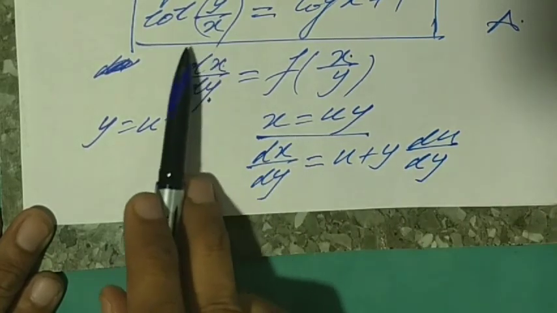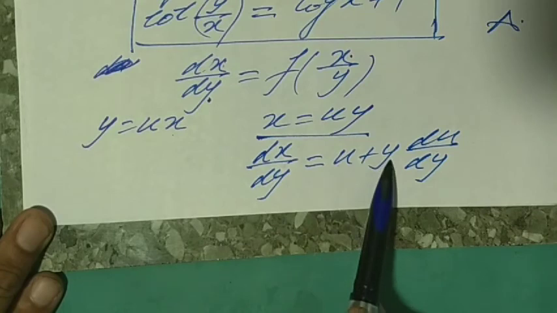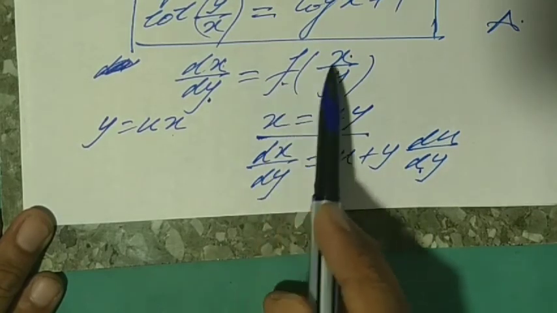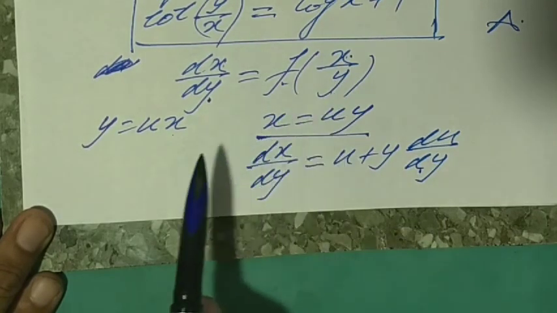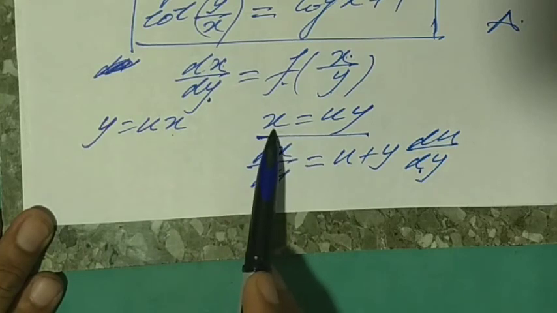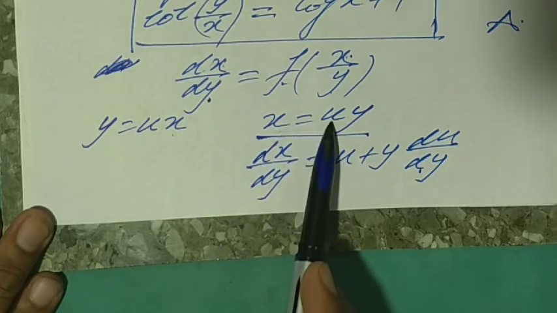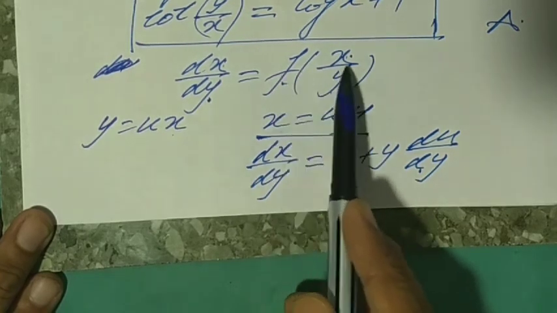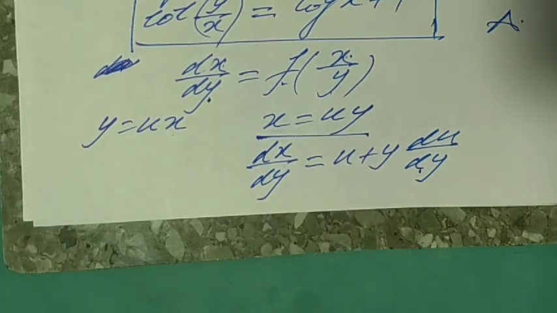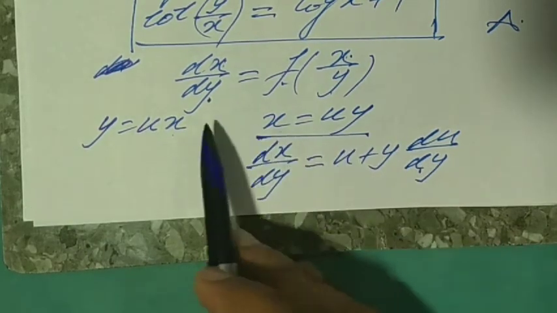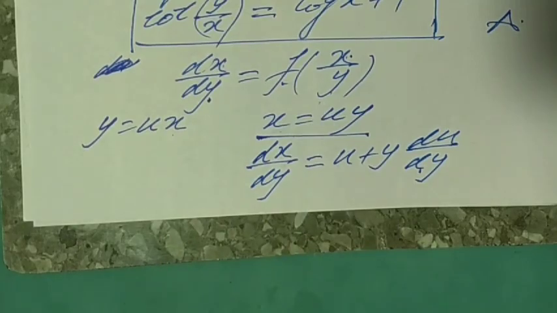Then you will have to replace dx upon dy by u plus y du upon dy, and x upon y by u, because now the substitution is x is equal to uy. So the value of u by this substitution will be x upon y, so that will become f of u, and the rest of the steps are the same. So you may also adopt this method to solve a homogeneous differential equation.